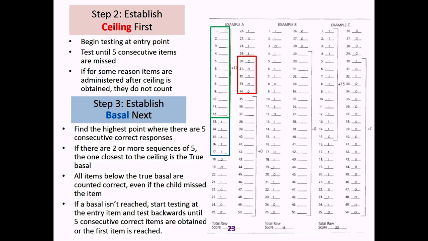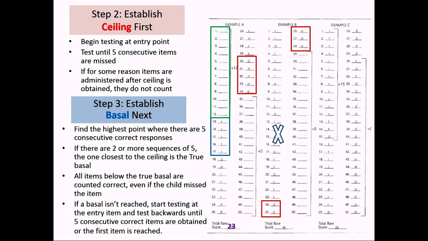Let's look at example number B. First, we're going to look for the ceiling, or the place where they got 5 in a row correct. So look for that. And it occurs right there, 24 through 28. So 28 is your ceiling. Now we're going to look for the place where the child establishes a basal. So remember, they didn't start with item number 1. They started at some entry level. And we're going to look to see if they established a basal.